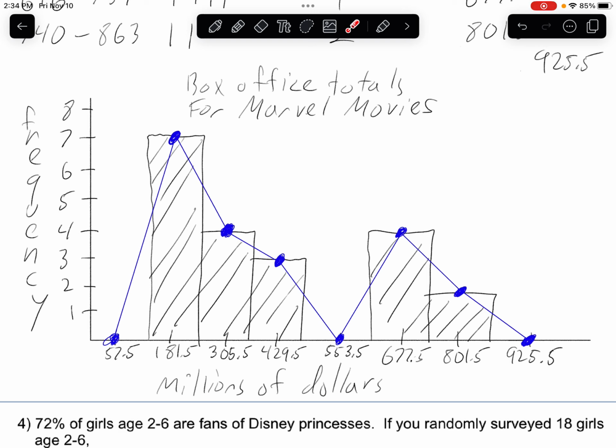Your frequency polygon is these blue lines here, right? Starting at a frequency of 0 at 57.5, ending at a frequency of 0 at 925.5. Now we are drawing lines at the middle of each rectangle. We can put a dot at the middle of each rectangle, and that outline in red looks like the frequency polygon.